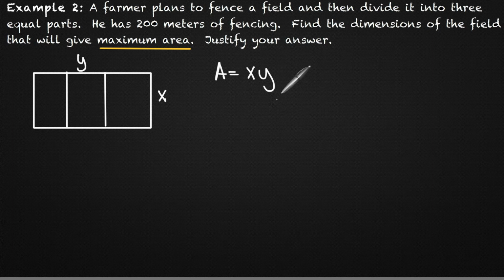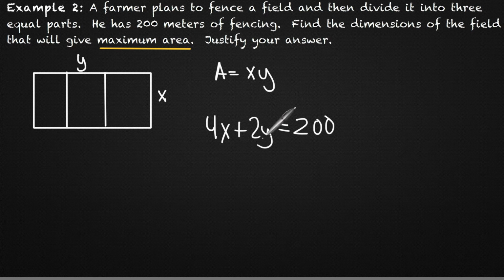All right. Now, we have 200 meters of fencing. So that's going to represent the perimeter and the middle parts. So we will say x plus x plus x plus x, so 4x is going to be the vertical strips of fencing, plus 2y would be the horizontal. And that's all the fencing that he has. That's going to be 200.